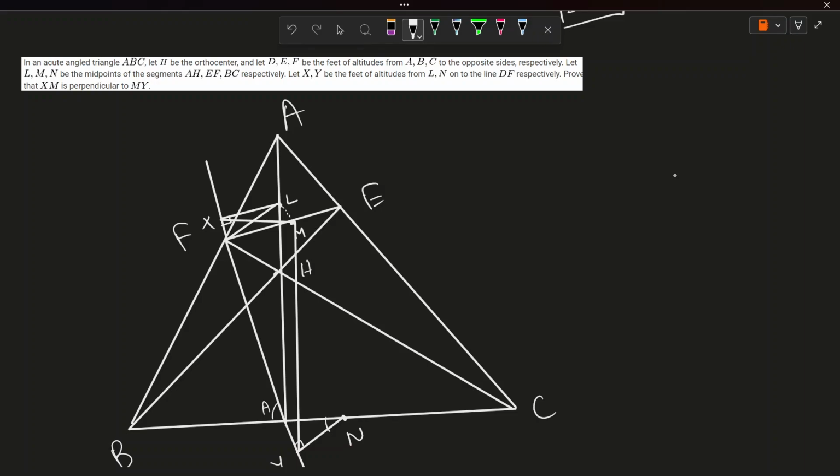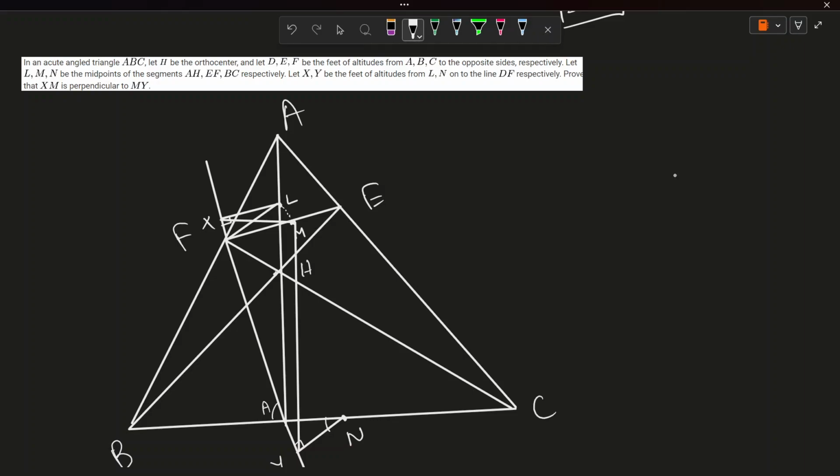In an acute angle triangle ABC, let H be the orthocenter and let D, E, F be the feet of altitudes from A, B, C to the opposite sides respectively. Let L, M, N be the midpoints of the segments AH, EF and BC respectively. Let X, Y denote the feet of the altitude from L, M onto the line DF. Prove that XM is perpendicular to MY.